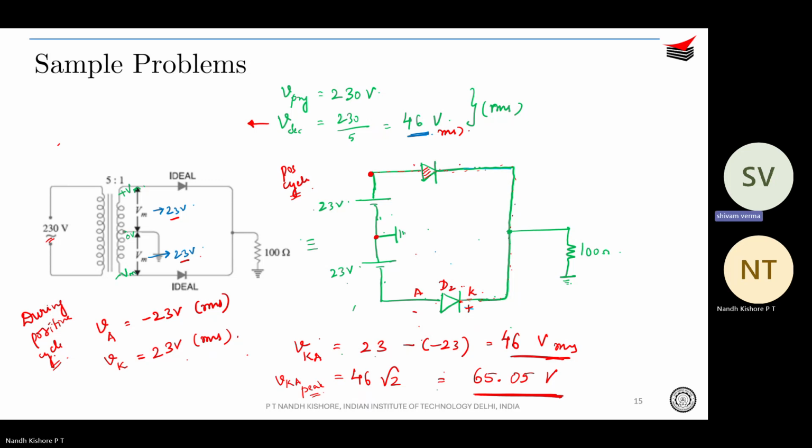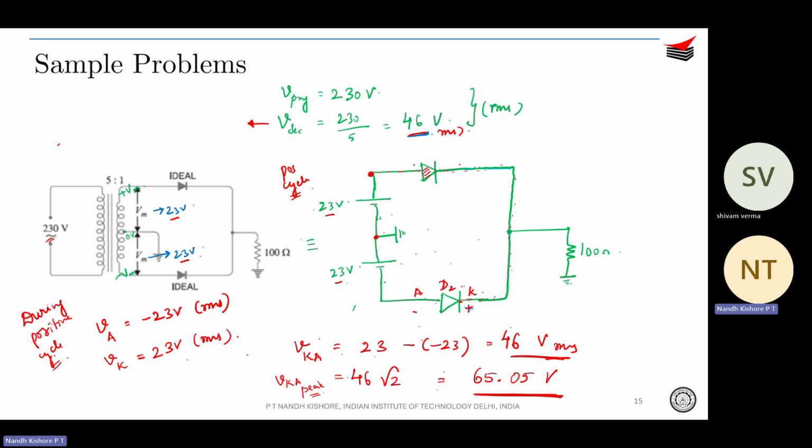Yes, sir. Clear. Okay. So generally, for ease of values, I have just done it with RMS itself. While doing this peak inverse voltage calculation, people would first convert this into the peak value. So 230 becomes 230 root 2, 46 becomes 46 root 2, 23 root 2, 23 root 2, and so on. I didn't want those root 2 terms additionally right now, so I finally included the root 2 term in the last step.